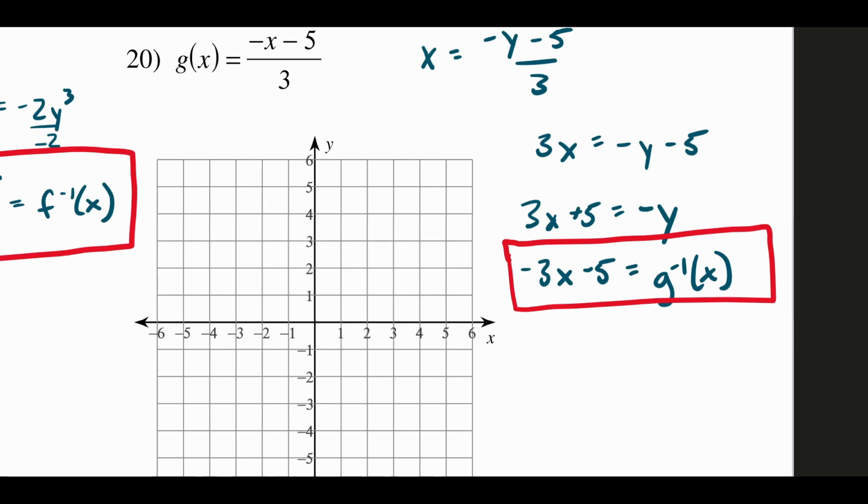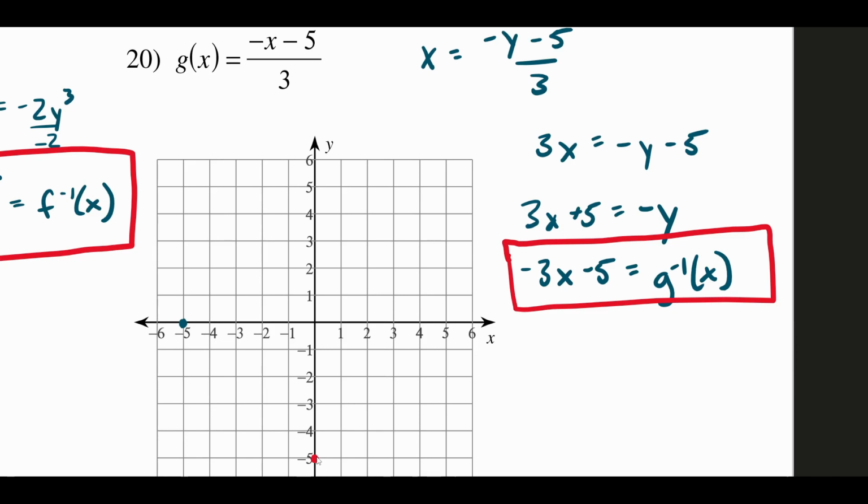Now, we're dealing with two linear equations, so let's go ahead and start by graphing the inverse function, since that slope's a little bit easier to see. So when we plug in 0 for x, we're going to get negative 5 for y. So switching that for our original function, that means when we plug in negative 5 for x, we're going to get 0 for y. So this point here.